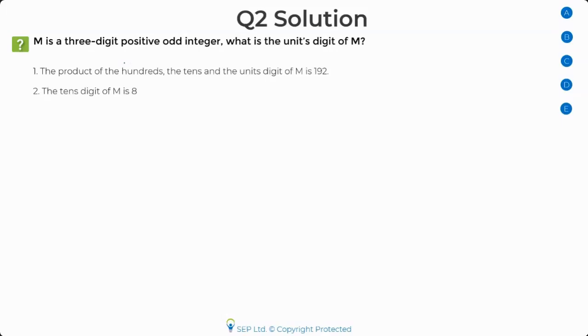So here, you can see that it's given that M is a three-digit positive odd integer. So M is something like this. M is a three-digit number, say A, B, C. Since I noticed that they're saying odd integer, I will write down somewhere here that it's an odd integer. So C can be 1, 3, 5, 7, 9. It has to be odd.